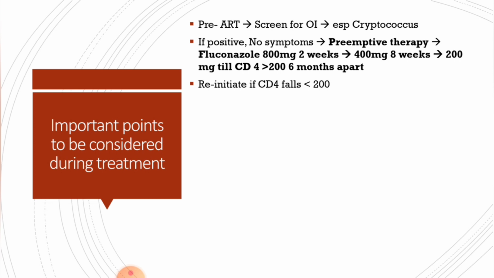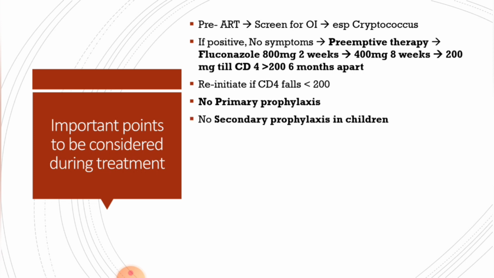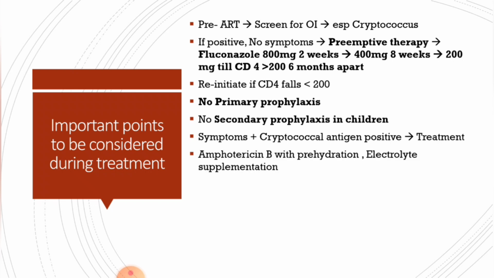So basically this is a WHO recommendation where they recommend that when the CD4 falls below 200, there is no primary prophylaxis and no secondary prophylaxis in children. And as I have already discussed, amphotericin B is associated with a lot of toxicity, hence you have to give pre-hydration. That is, before you give the amphotericin dose you have to hydrate the patient by giving NS, and then you will give amphotericin B, and you will have to monitor the electrolytes.